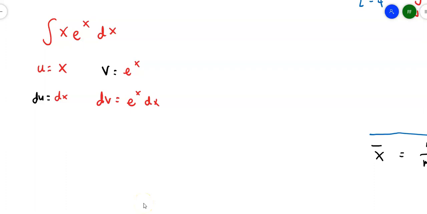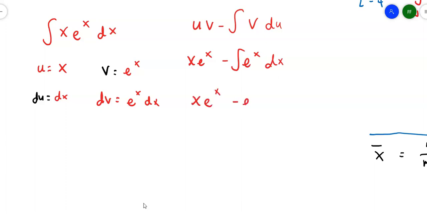Right, if you remember the formula, you're going to get uv minus the integral of v du. So uv goes right across from each other, x e to the x, minus the integral of e to the x dx. All right, that'll give me x e to the x minus e to the x. Now we need to evaluate that where? At 0 and at the natural log of 2.